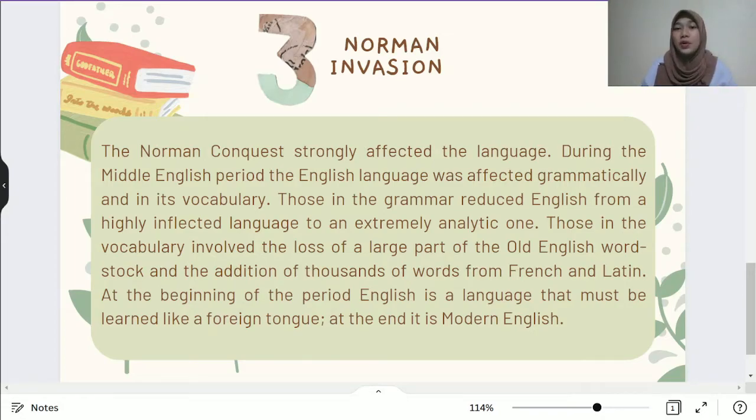So the Norman conquest strongly affected the language, and during the Middle English period, the English language was affected grammatically and in its vocabulary. In grammar, it reduced from a highly inflected language to an extremely analytic one. So I will briefly explain the history on this.